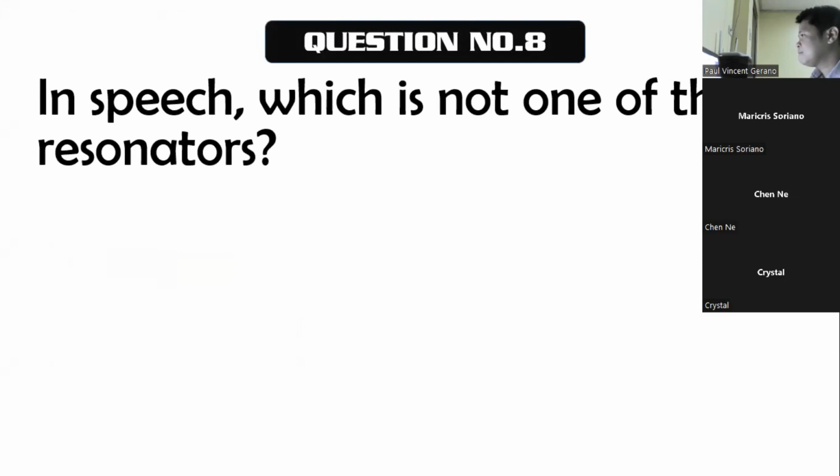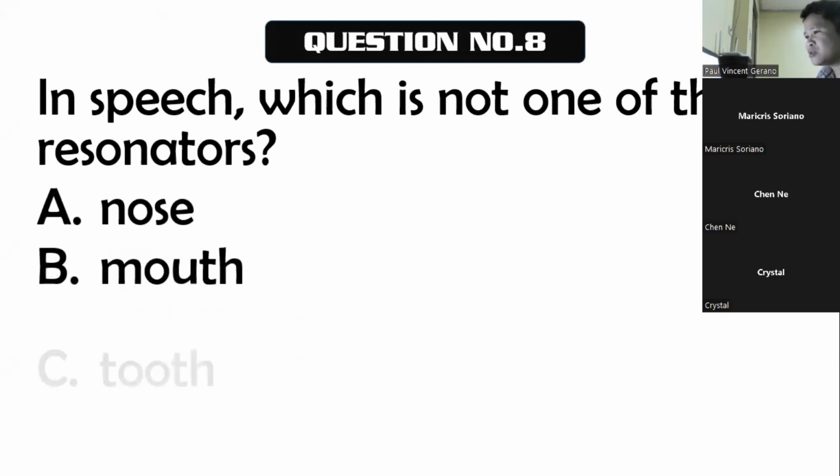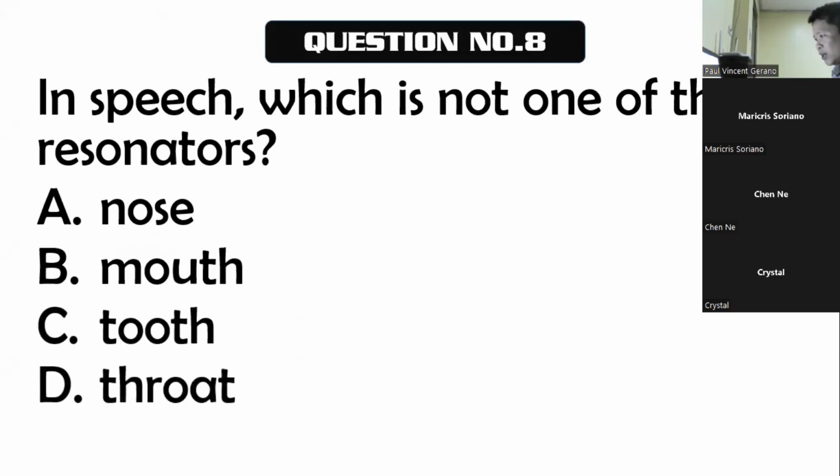In speech, which is not one of the resonators? A, nose. B, mouth. C, tooth. D, throat. What is the answer? Crystal said tooth. Okay, Chenny, letter C, tooth.